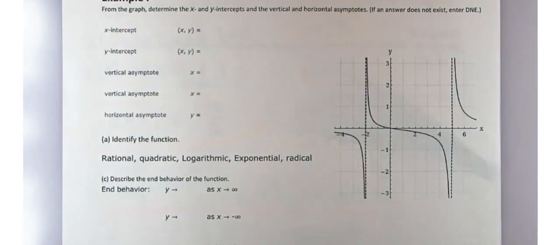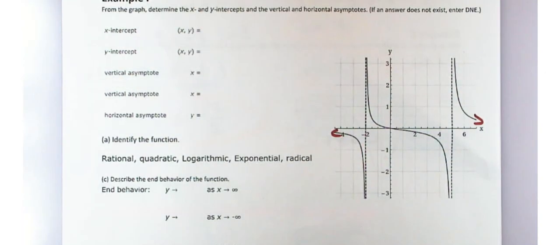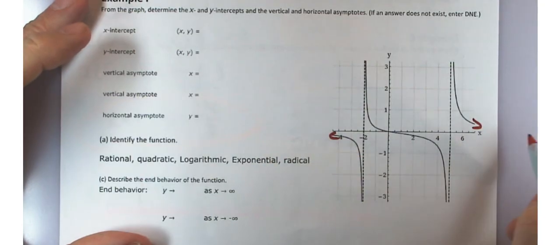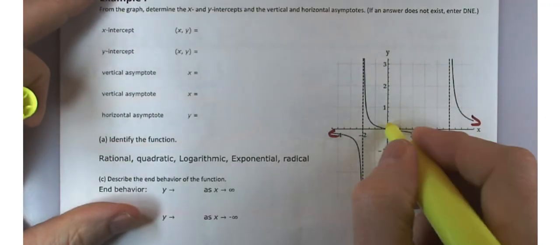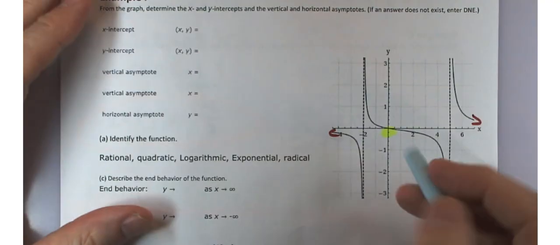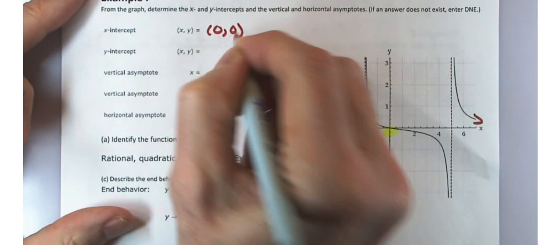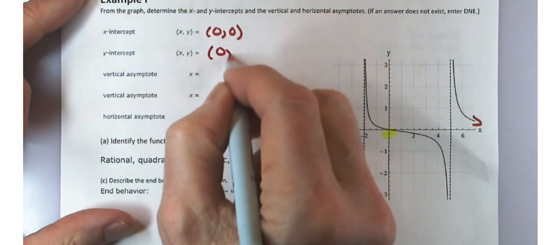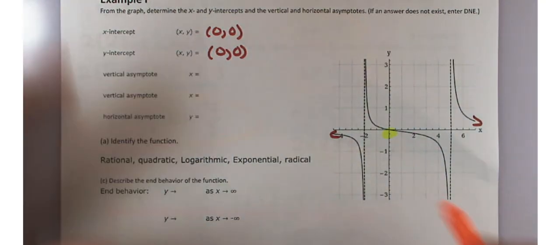Perhaps I should have made this clear before I gave things a pause here. But these graphs continue out to the left and out to the right. Let's start out with the first one, which is the x-intercept. Where does this graph cross the x-axis? 0, 0. And if it crosses at 0, 0, that means it's an x and a y-intercept, so 0, 0 for that one. Now we've got some vertical asymptotes.